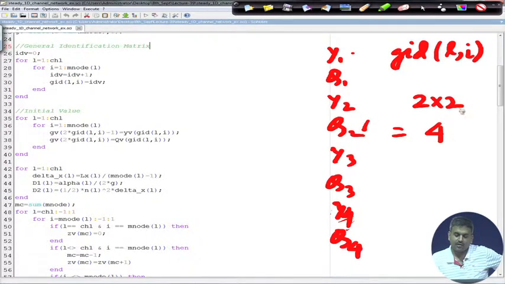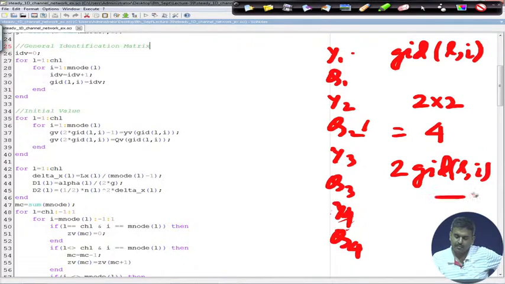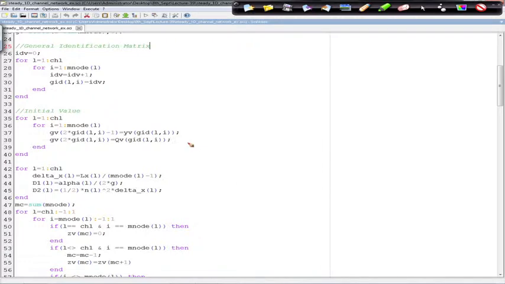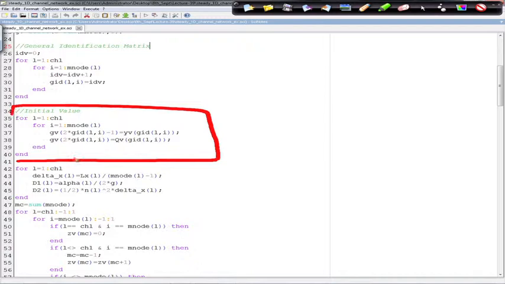So, all even terms are discharge terms. Now, if I take 2 into GID Li minus 1, this is 3. Now, 3 means this one. So, all odd terms correspond to flow depth values, and even terms correspond to discharge values. With this assignment, with this initialization, I can transfer the initial values here.